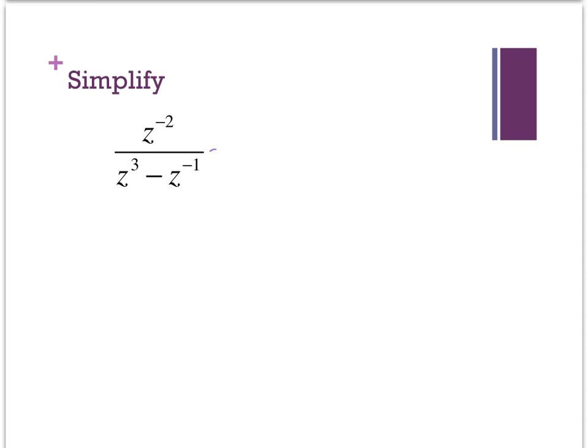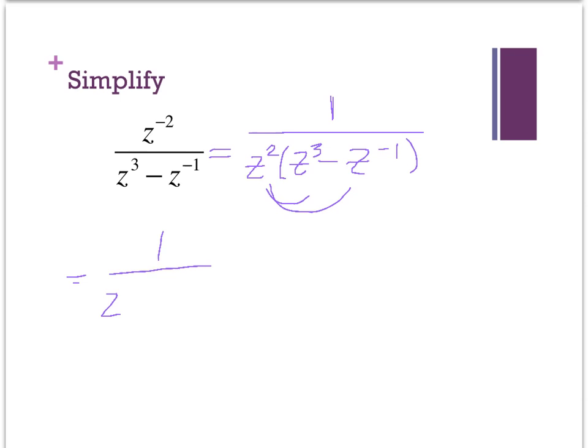But much like we did in the first example, if I move this z to the negative second to the bottom and get z cubed minus z to the first down here, the important thing here, which a lot of people forget to do, we did move everything from the top, but there's still a 1 up there. So this is really 1 over z squared times z cubed minus z to the negative first. Now we can distribute across here. We get 1 over z to the fifth minus, and when we multiply z to the second times z to the negative first, we end up with z to the first. So your final answer for this problem is 1 over z to the fifth minus z.